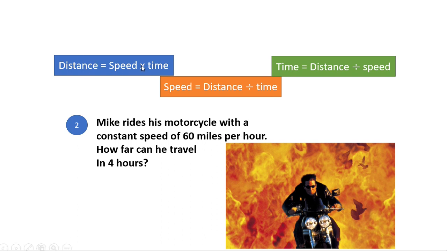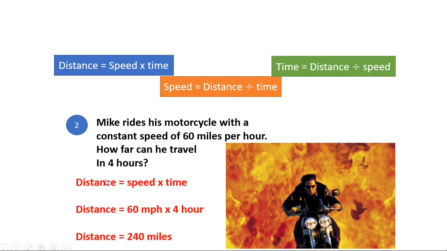Distance equals speed multiplied by time. So the speed is 60 miles, the time is 4 hours. 60 multiplied by 4. The distance equals speed times time. The distance equals 60 miles per hour multiplied by 4 hours, meaning that he can travel 240 miles in 4 hours.